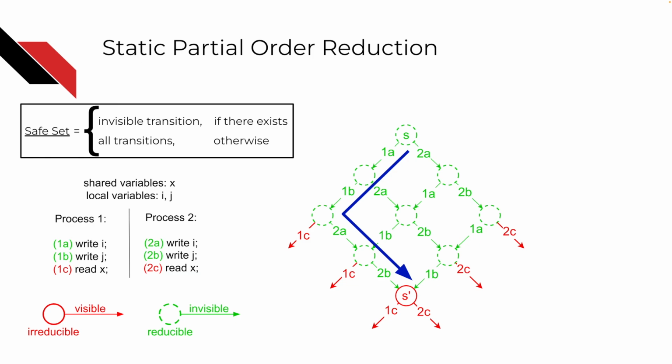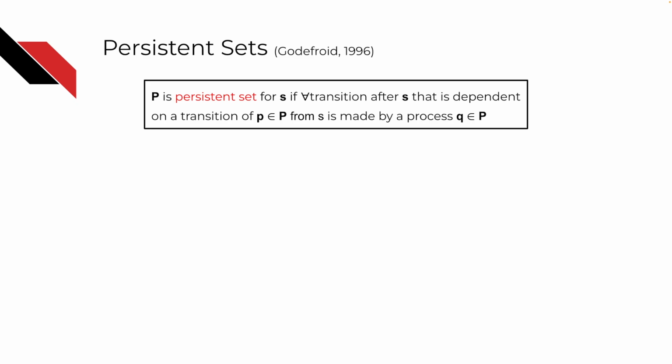This is sound, as invisible transitions are commutative with all other transitions, and hence, in this algorithm, we will only explore the path shown by the blue arrow. Of course, it is easy to see that even this static algorithm can reduce the number of visited states significantly, as one can obtain an exponential reduction.